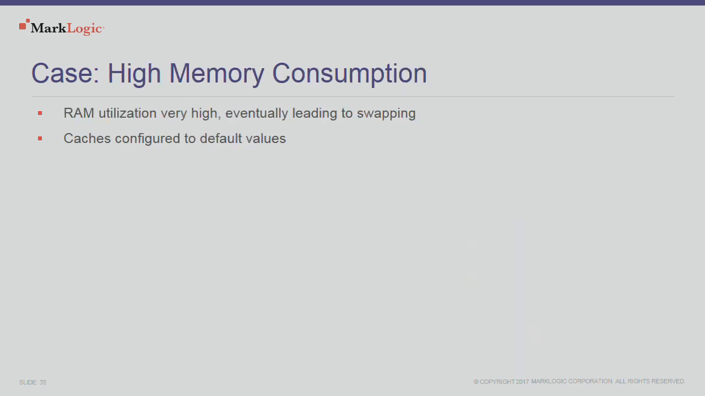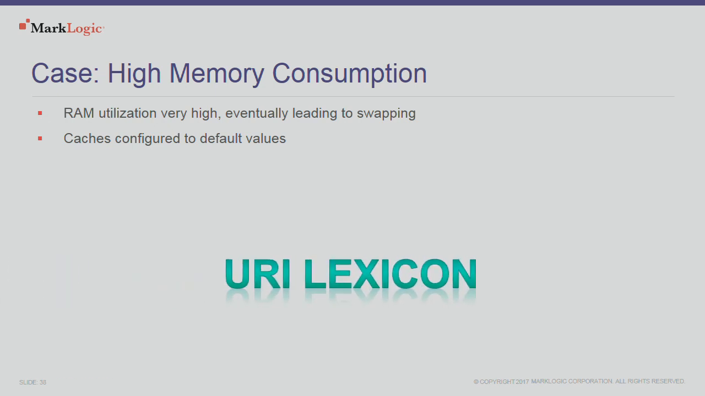So another customer, given everything else going on in their system, their memory utilization was very high. Eventually, this led them to swapping. And the one major memory setting that stuck out was the caches were configured to the default values. So they hadn't over-allocated caches. They hadn't under-allocated caches either, but there were no crazy high cache values floating around. And this turned out to be caused by the URI Lexicon. I love the URI Lexicon. If meters is my best friend, URI Lexicon would at least be in my wedding party.